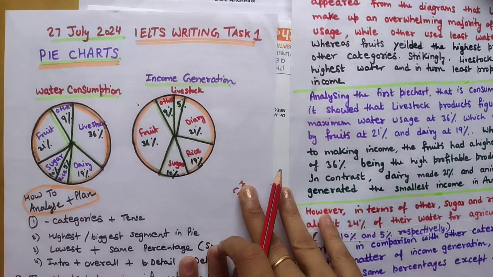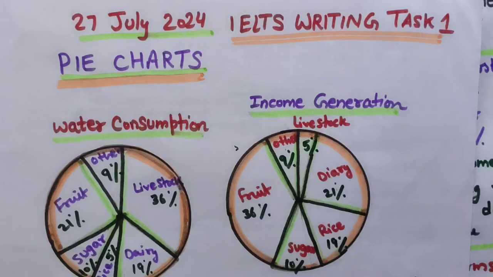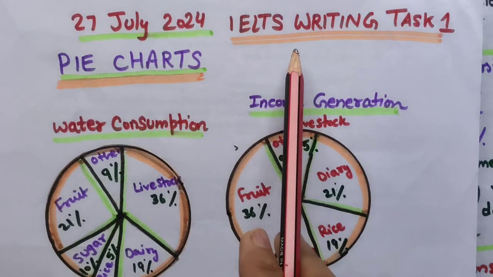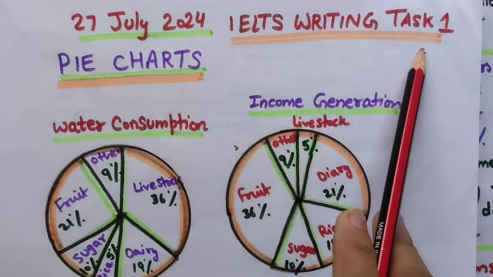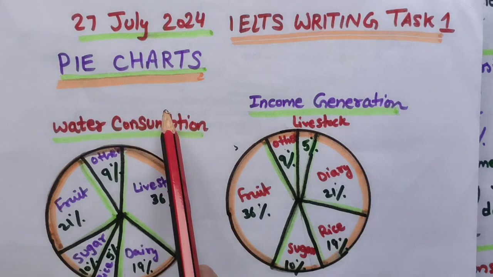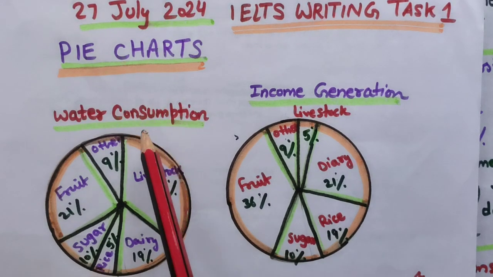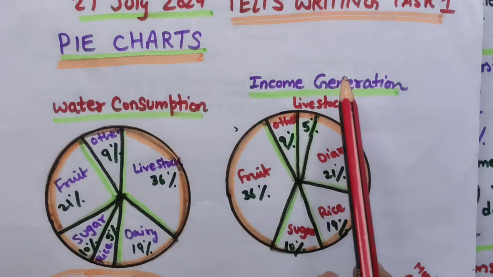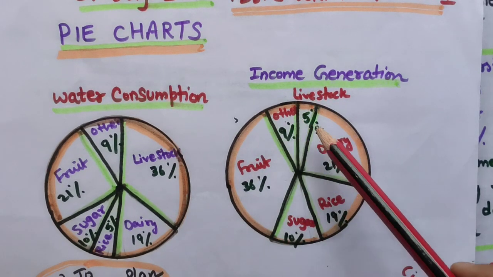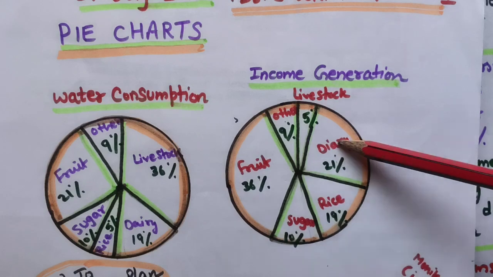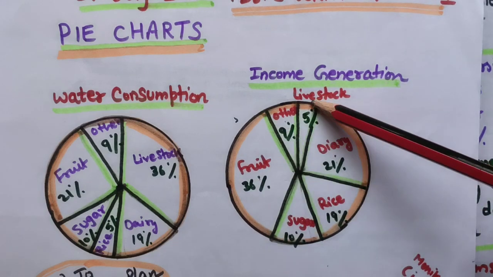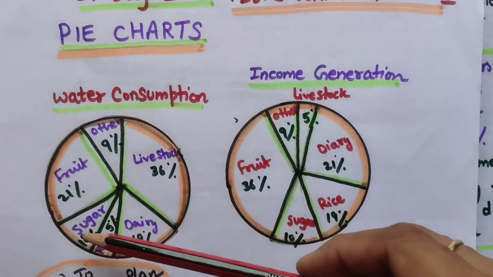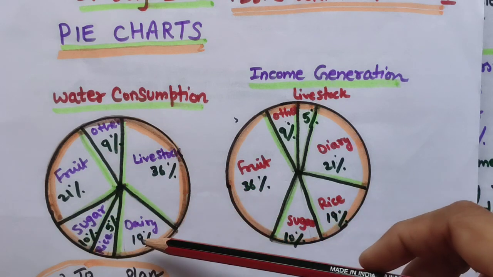And you can see this date here, 27 July 2024. This was an IELTS exam writing task 1 pie chart question, and another question is also there. Two questions were reported. In the first pie chart I can see water consumption and the second is income generation. Just count the categories they have given: dairy, rice, sugar, fruit, other and livestock. Here the same will be there: livestock, other, fruit, sugar, rice and dairy.